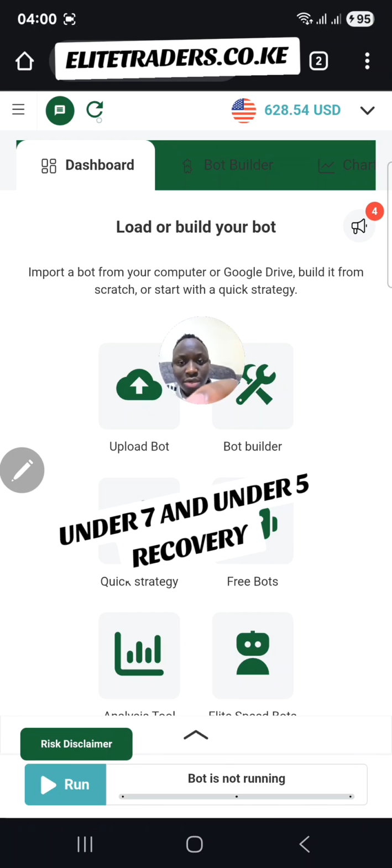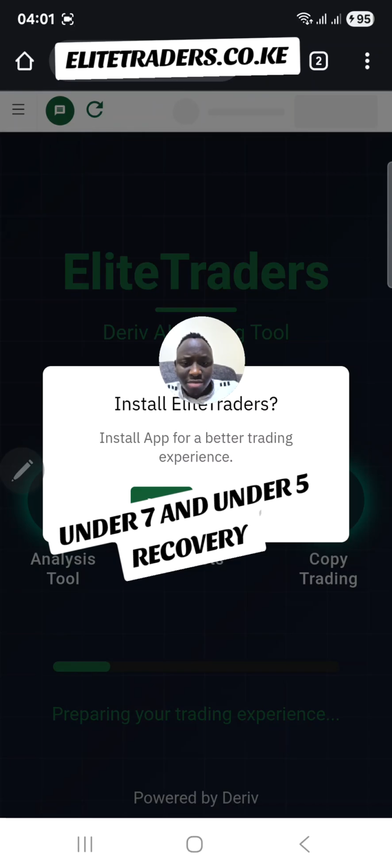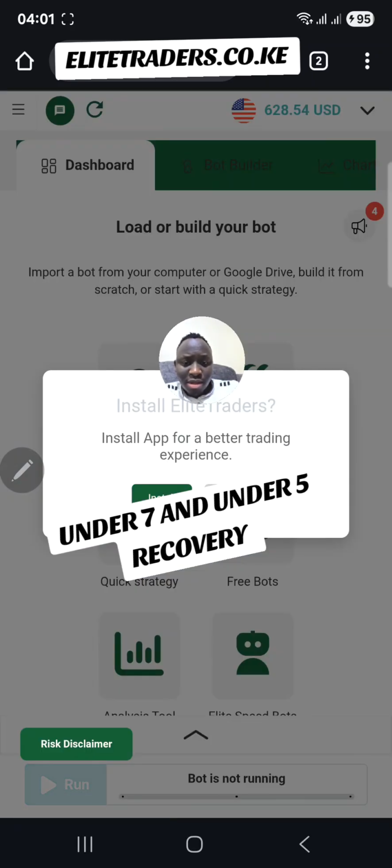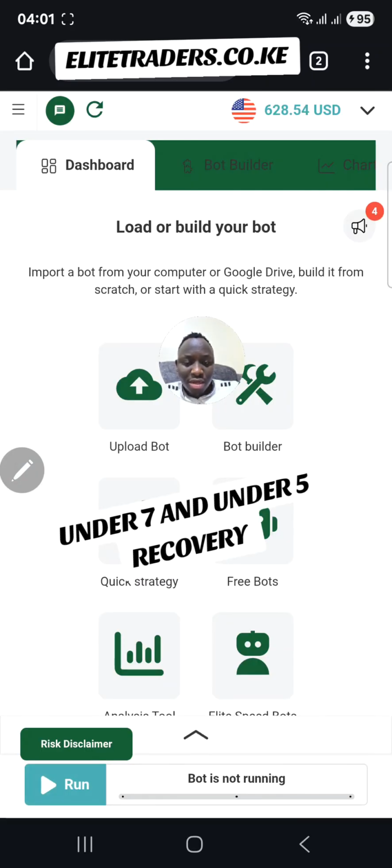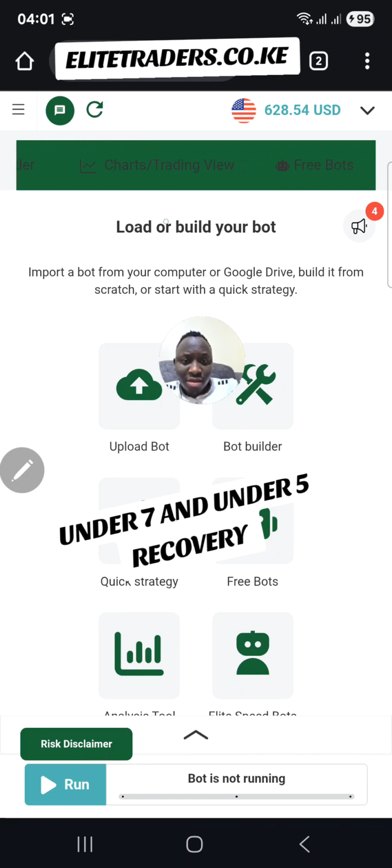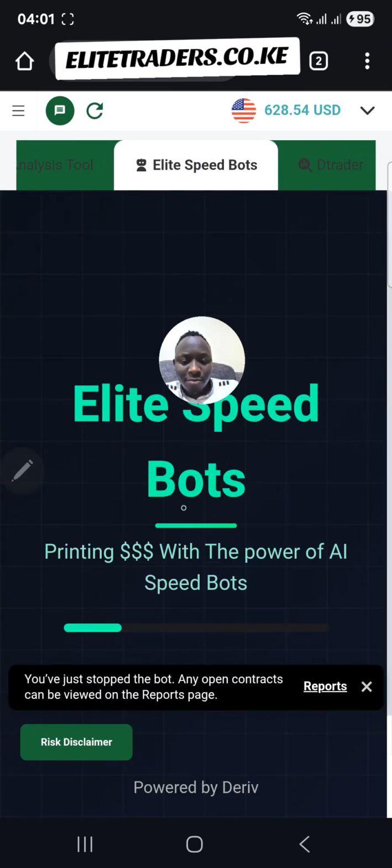Okay, so always before you trade, start by refreshing your device. Then, before you trade with the air-right bullet, the next thing we're going to do is run the robot. Just go to the air-right speedboat.